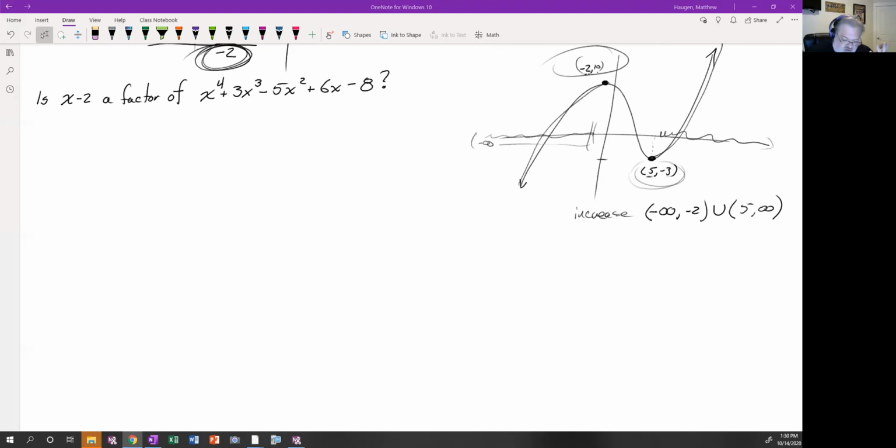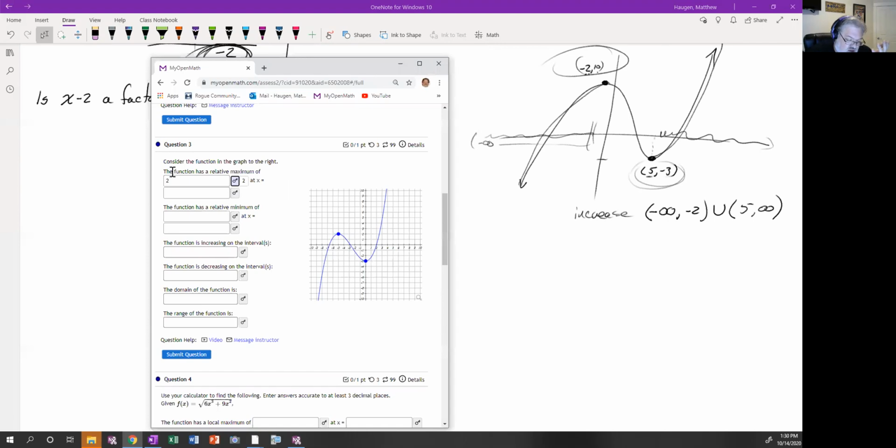So let's show you mine here. So that has a relative maximum of, that "of" is the value. So here that maximum has a maximum value of 2 at x equals what looks like -5. So check it. Oh, okay. And that's what I was saying about being careful: is it asking for the point? Is it asking for the value, or is it asking for the location?